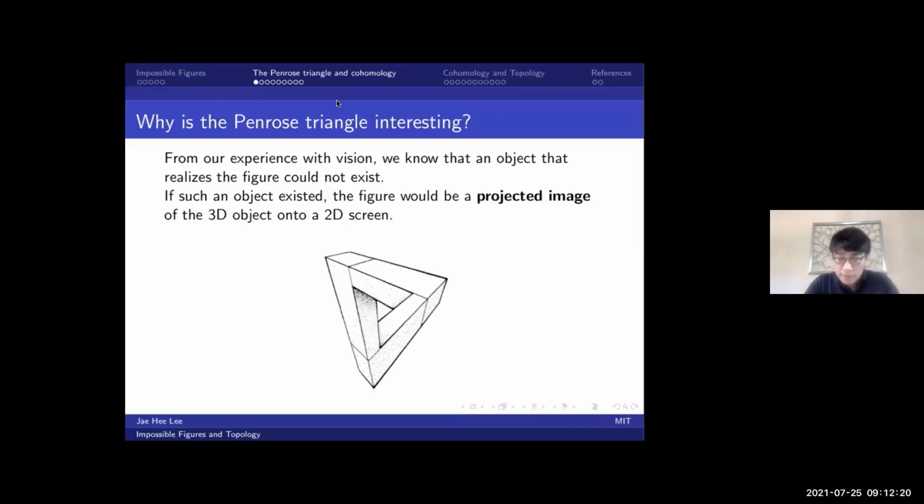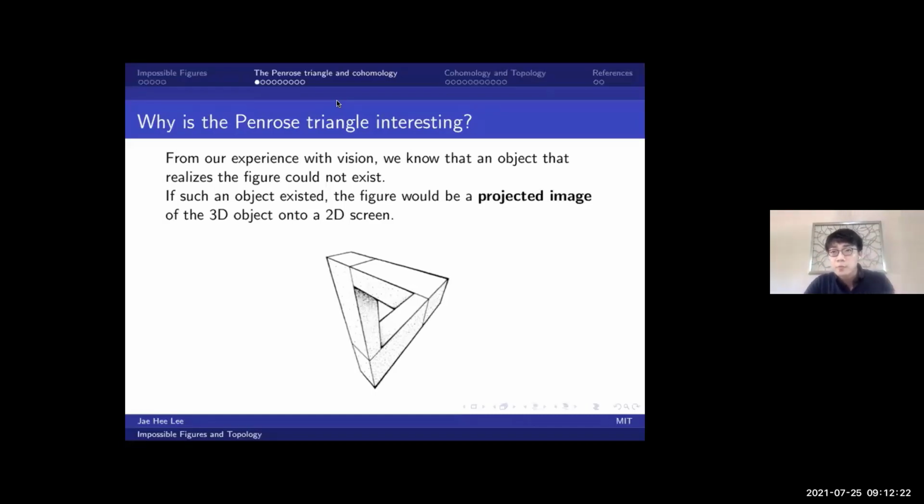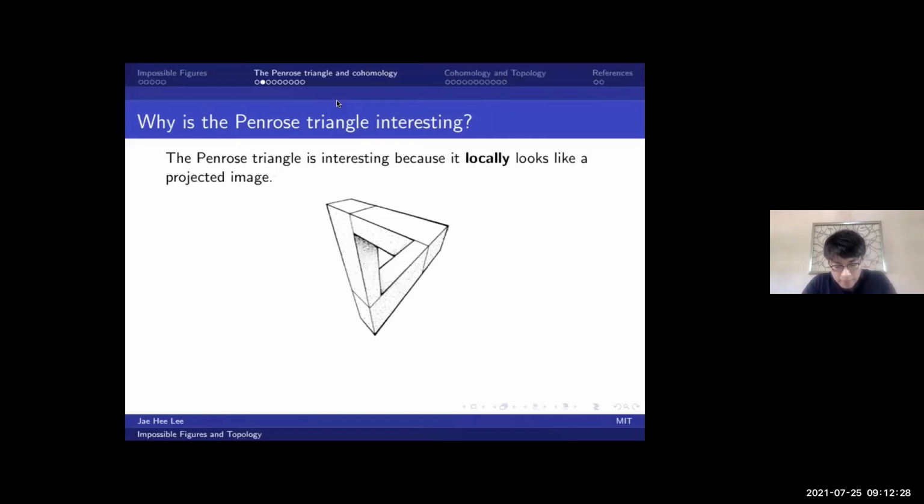And why is the whole figure interesting? Why is it so inspiring artistically and mathematically? It is because it locally looks like a projected image. Although we know that there cannot be a three-dimensional object of which the figure is a projected image, we know that this is true locally.